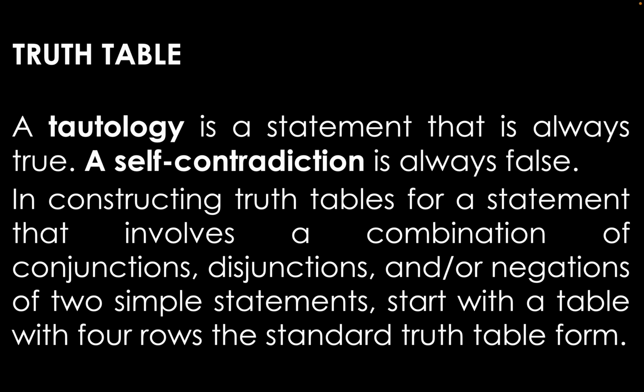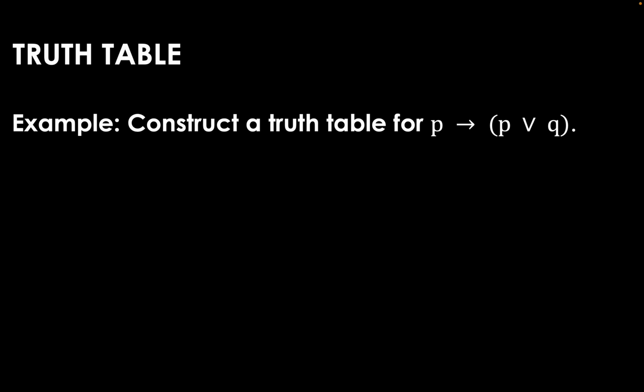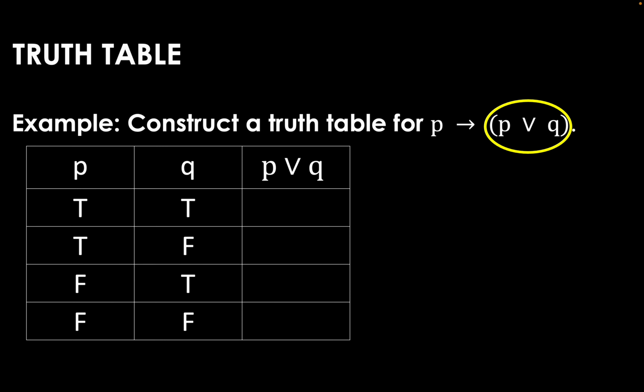So, in constructing truth tables for a statement that involves a combination of conjunction, disjunction, and/or negation of two simple statements, start with a table with 4 rows and standard truth table. So let's have this example. Construct a truth table for if P, then P or Q. So we have here P or Q grouped together. So that means we have our P statement: true, true, false, false. Our Q statement is true, false, true, false.